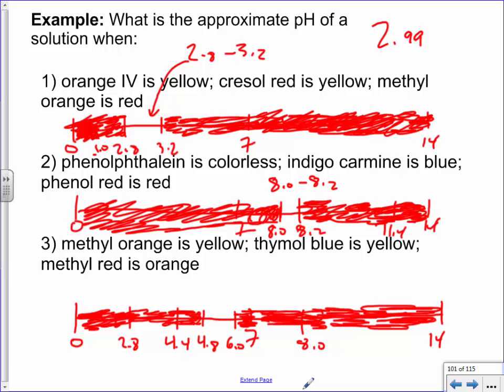Okay, so I think you must have done the methyl red one wrong. Because methyl red is red to yellow, but I said it was orange. So if it's orange, it has to be between 4.8 and 6. So I would shade everything lower than 4.8, shade everything higher than 6.